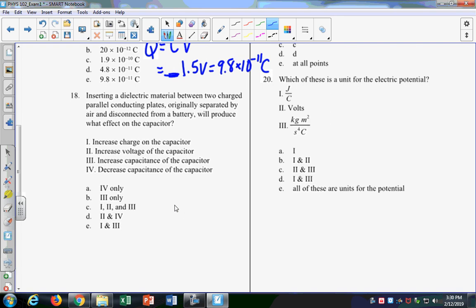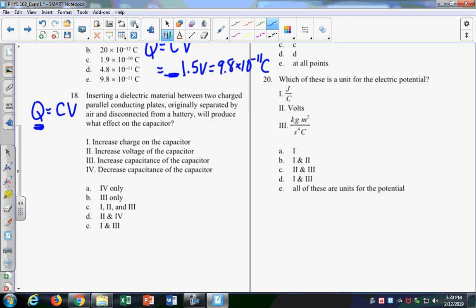Okay, so this thing has been charged and then it's disconnected from the battery. That means that in the equation Q equals CV, this is my constant value. On questions like these, which you'll face, that's what you want to ask: is my voltage constant or is my charge constant? If I have a battery hooked up to it, my voltage is constant.